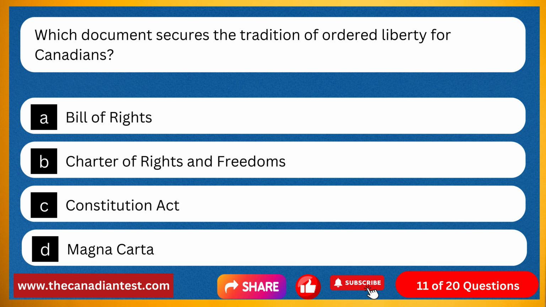Question 11. Which document secures the tradition of ordered liberty for Canadians? Option A, Bill of Rights. Option B, Charter of Rights and Freedoms. Option C, Constitution Act. Option D, Magna Carta.